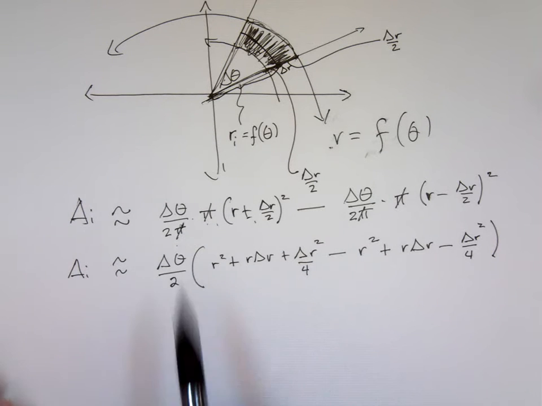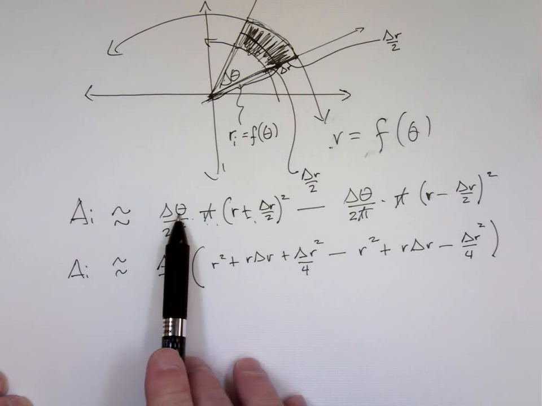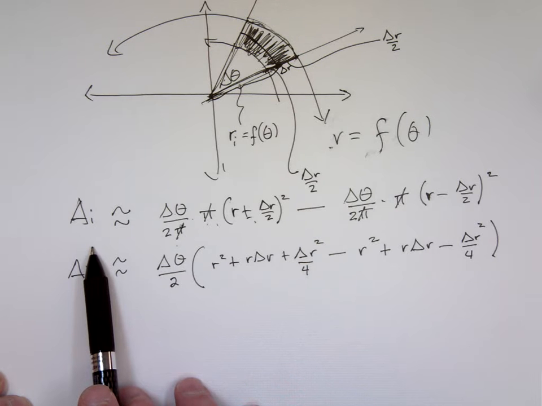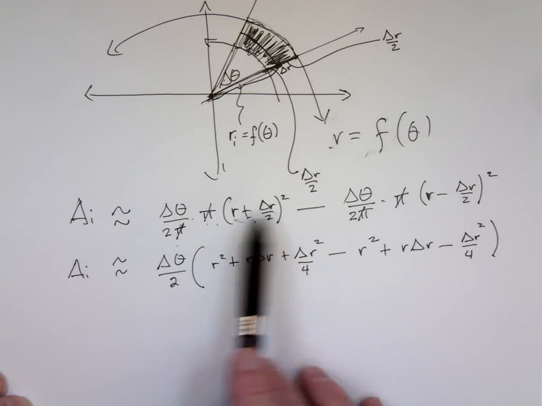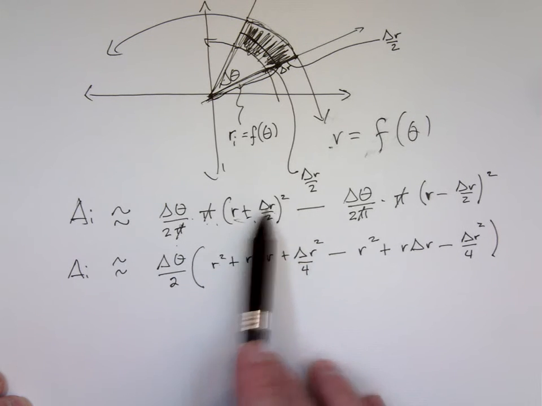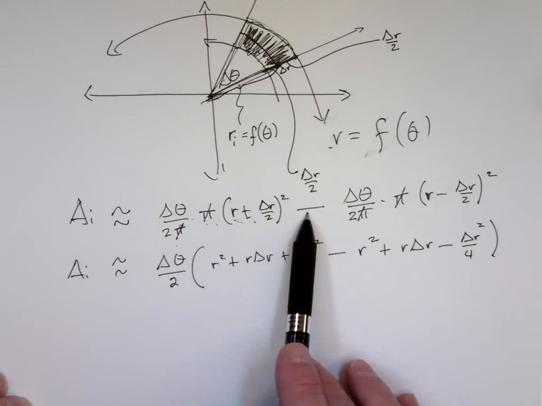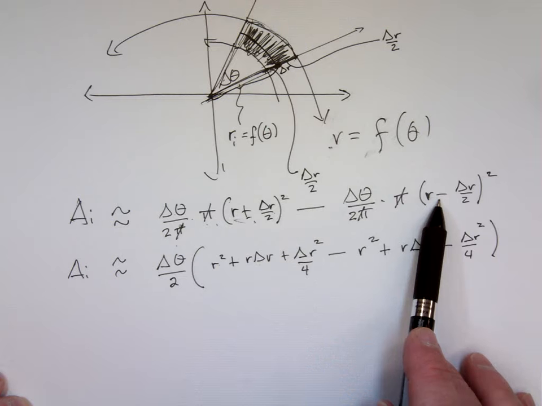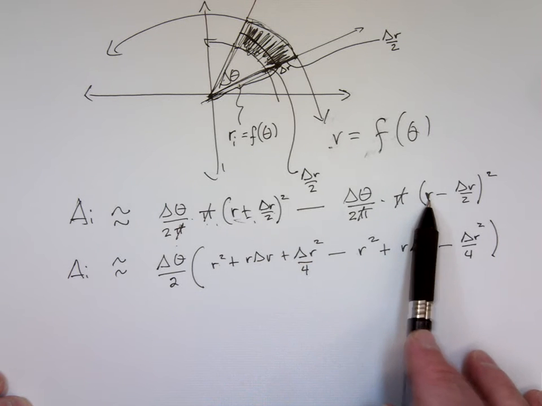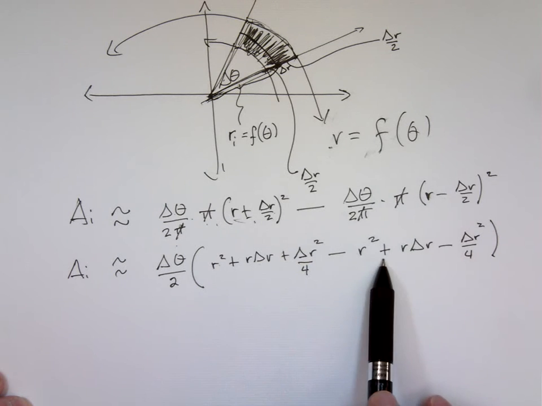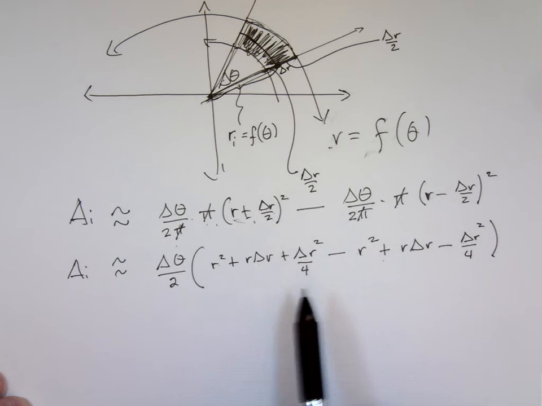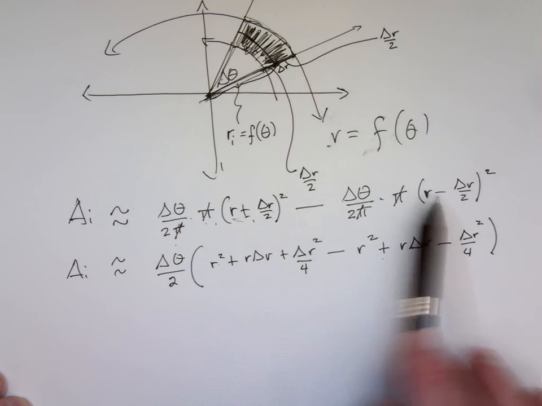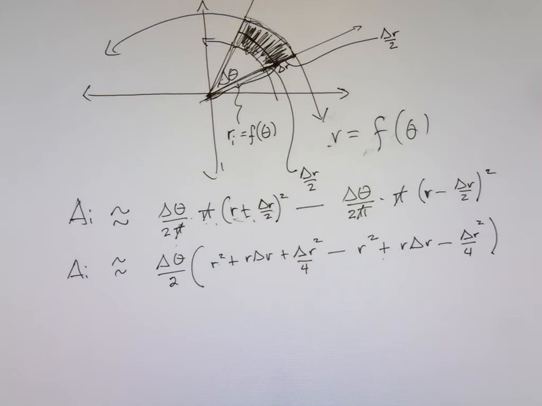I'm going to factor out a delta theta over 2 out front. I'm going to square this thing, which is r squared. The middle term is twice the product. The last is the delta r squared over 4, minus, and then I have to do this one here. So it's r squared. The middle term is minus, so it becomes a plus, because the whole thing is being subtracted. The constant is a plus, so it becomes a minus. Okay? So, what do we got?